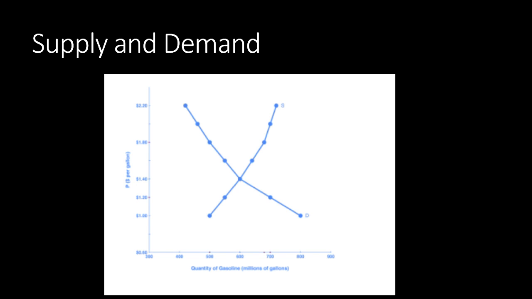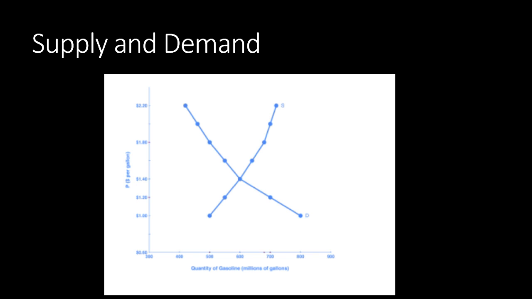Now, remember that the law of demand says that as price decreases, consumers demand a higher quantity. The law of supply says that when price decreases, producers supply a lower quantity. In the graph shown here, both demand and supply curves have price on the vertical axis and quantity on the horizontal axis. The demand curve and supply curve for a particular good or service can appear on the same graph.